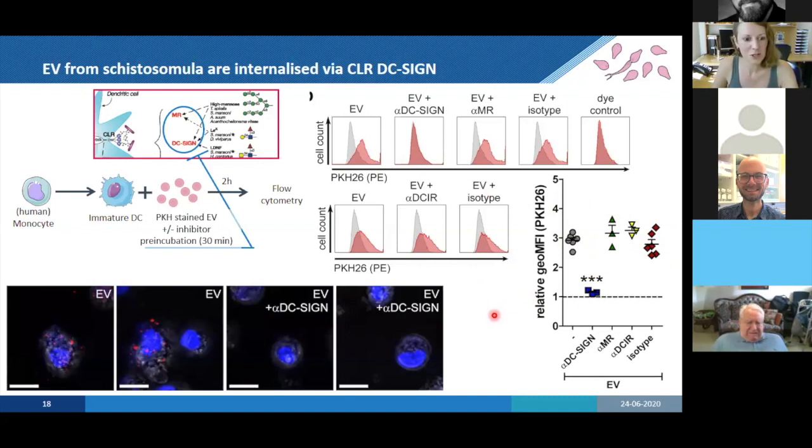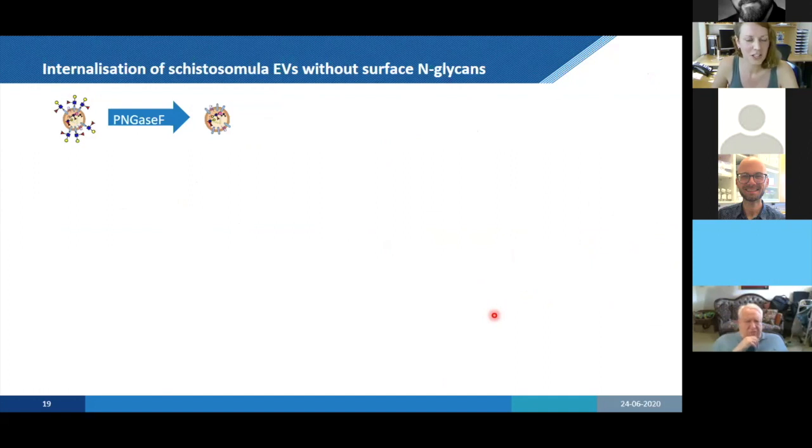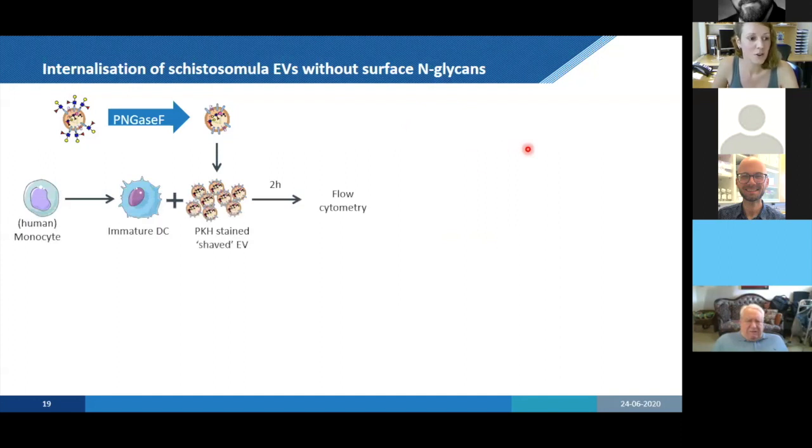So the next question would of course be, if you treat the EVs with the PNGase F, so if you cleave away all these N-glycans that possibly have this ligand to interact with DC-SIGN, do you then also block the uptake of the EVs by these cells? So we shaved off the N-glycans and then added these shaved EVs to the monocyte-derived dendritic cells again and measured them by flow cytometry.